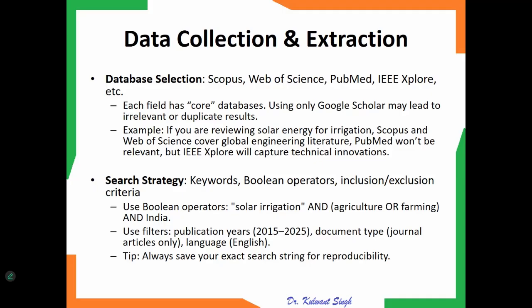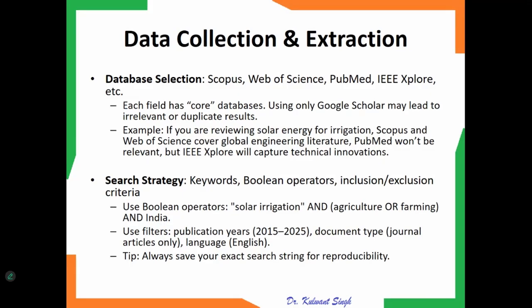Then in search strategy, the first thing is selection of the keywords, preparation of the search string using the Boolean operators, then use of filters. We can filter the publication years, meaning the span, how many years we will include to collect the studies, suppose 2015 to 2025. Then type of document, then language. These three filters we generally prefer, and the rest of the filters depend on your research area and what you are planning to find.